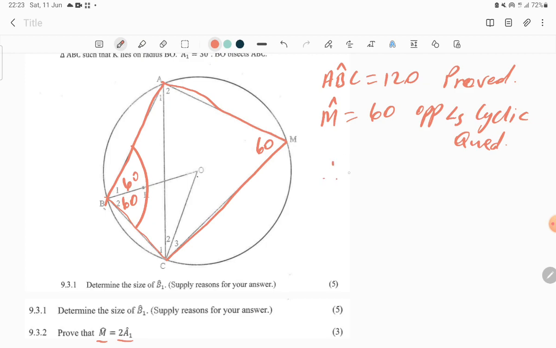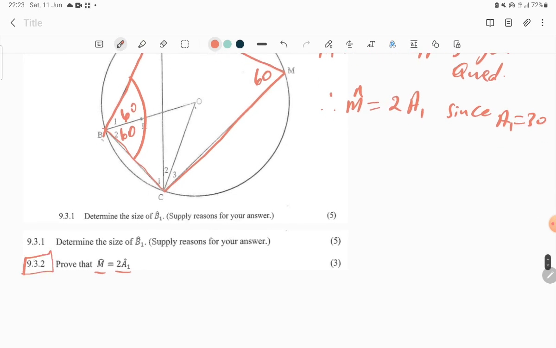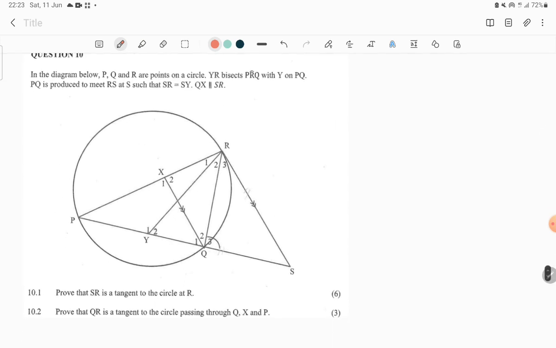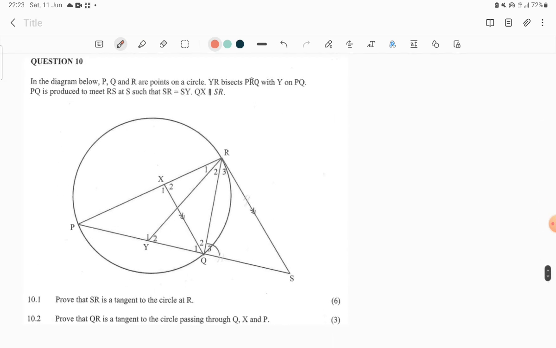Therefore, M is equal to 2 times A, since A1 is equal to 30 degrees. So we are done for 9.3.2, just like that. Coming to the next question, which is question number 10.